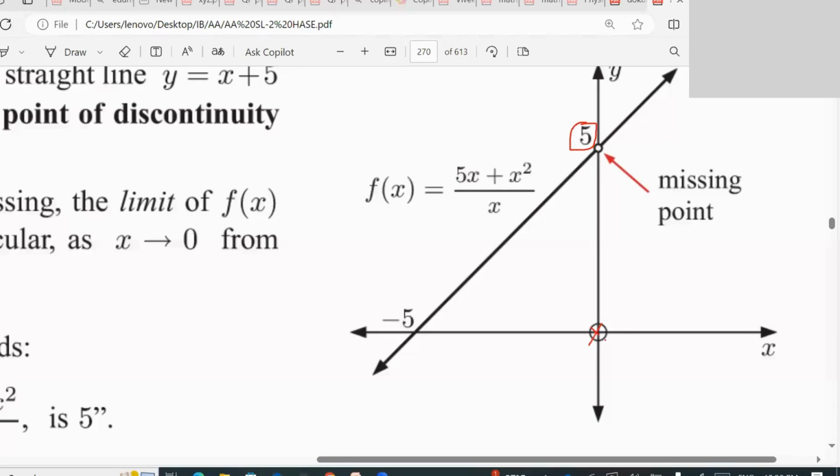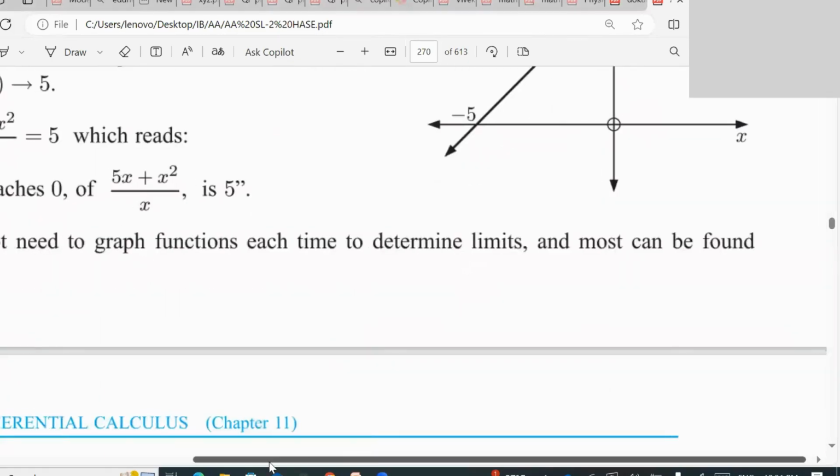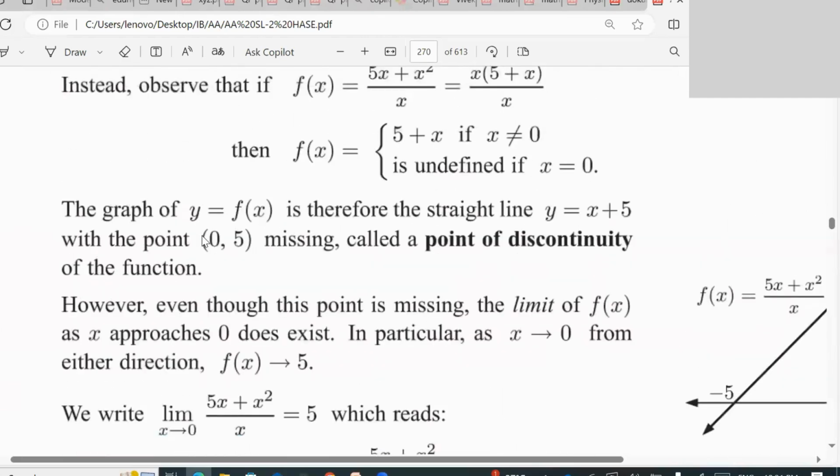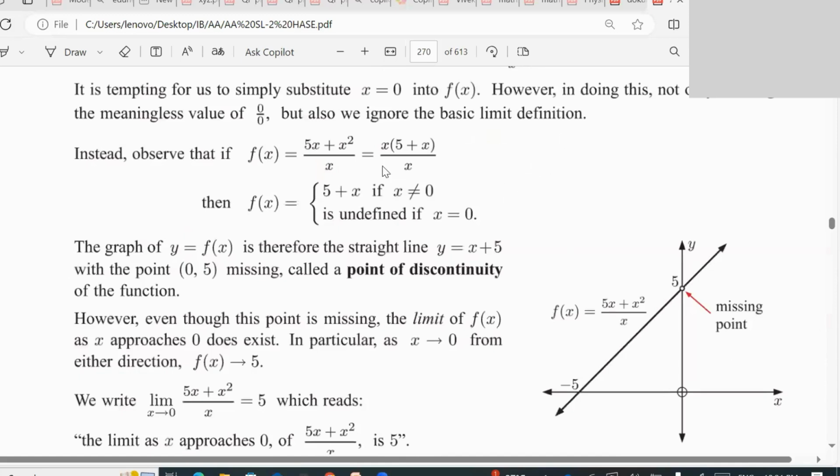How to write this in mathematics? In mathematics, we write it like this: f(x) is not defined at x is equal to 0. This is a special case. There will be many cases like this.